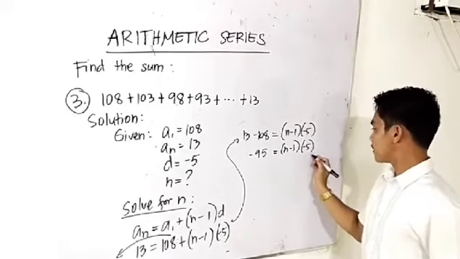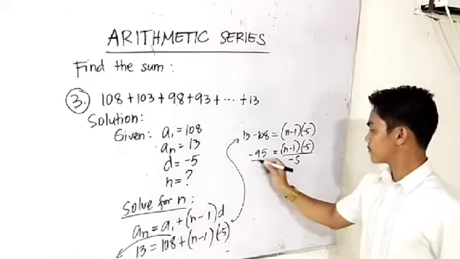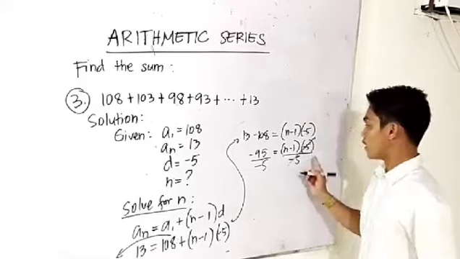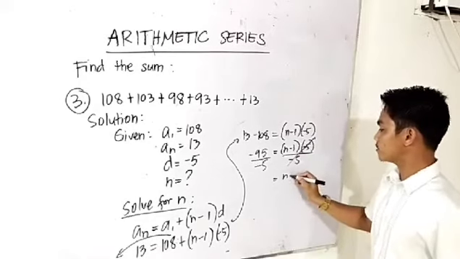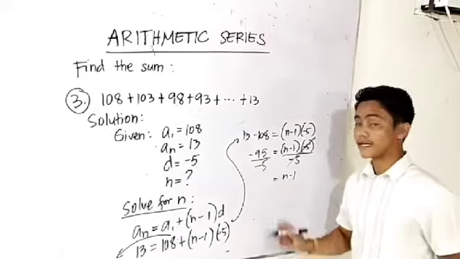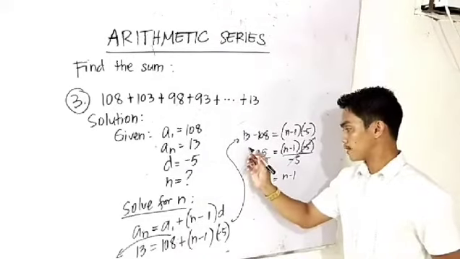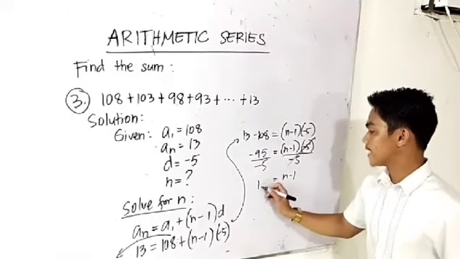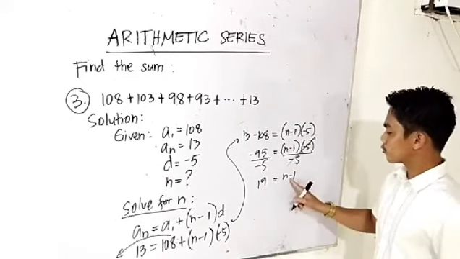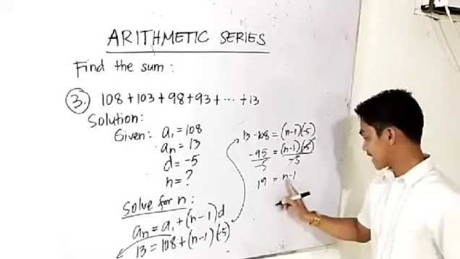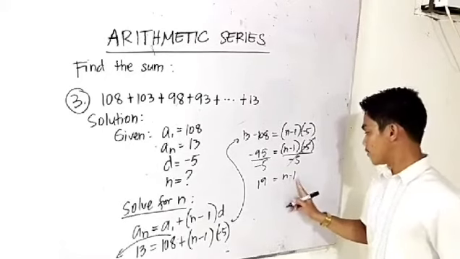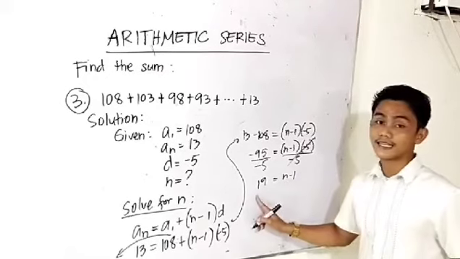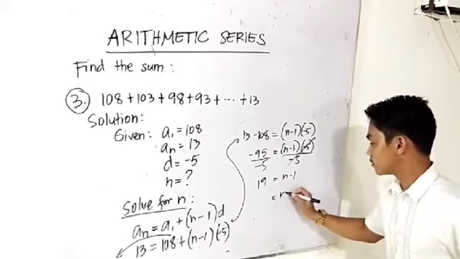To eliminate negative 5, divide both sides by negative 5. Negative 5 divided by negative 5 is 1. 1 times n minus 1 is n minus 1. And then negative divided by negative, according to the rule, it will become positive. So, positive 95 divided by 5 is 19. So, n minus 1 is 19. So, what is n? What number is n minus 1 equals 19? So, this is 20. 20 minus 1 is 19. Therefore, n is equal to 20.